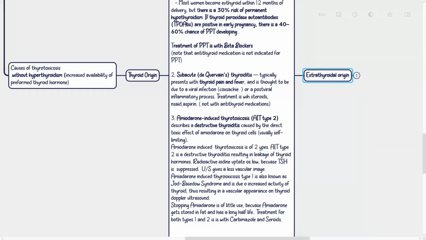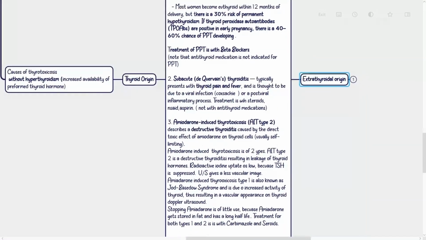If thyroid peroxidase autoantibodies are positive in early pregnancy, there is a 40–60% chance of PPT developing. Treatment of PPT is with beta blockers. 2. Subacute de Quervain's thyroiditis typically presents with thyroid pain and fever, and is thought to be due to a viral infection or post-viral inflammatory process. Treatment is with steroids, NSAIDs, aspirin.